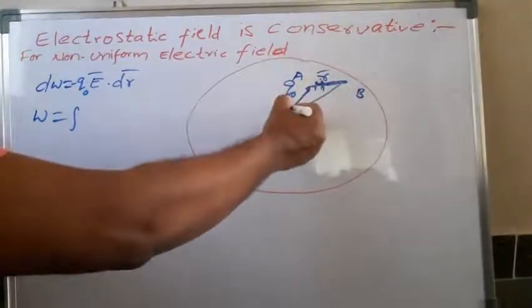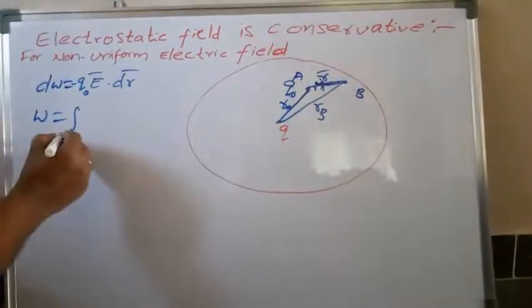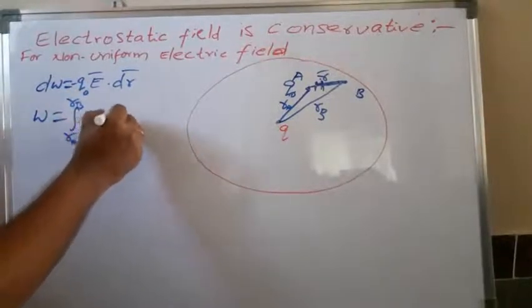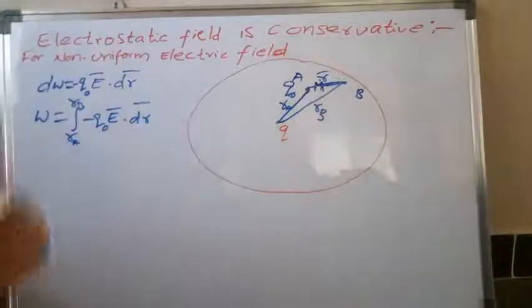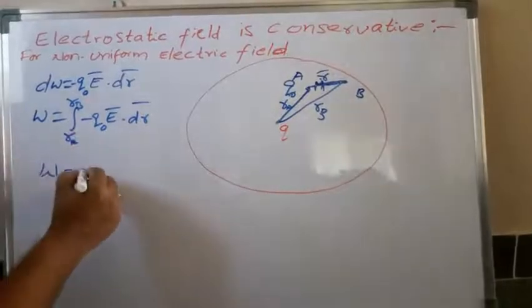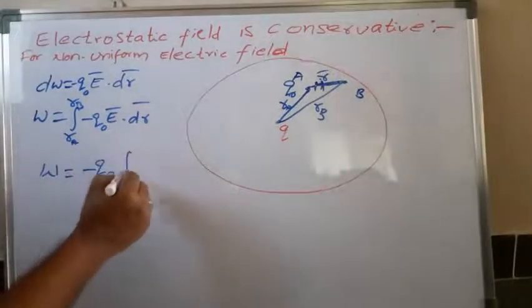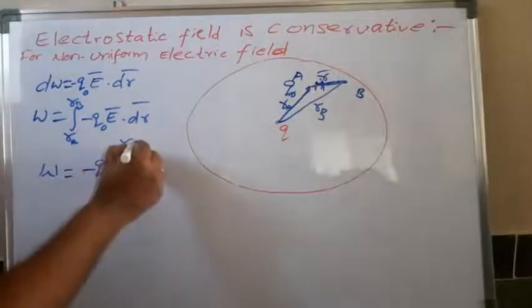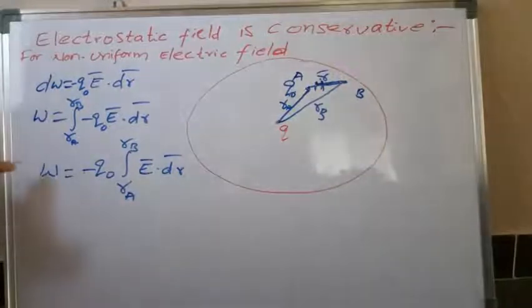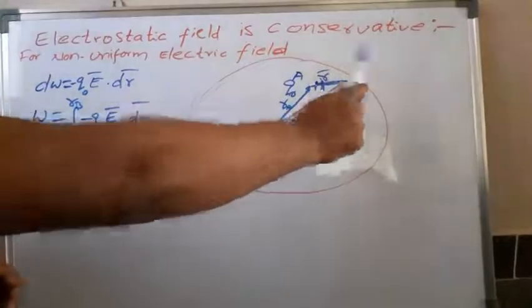Suppose this is RA, this is RB. Then the integral from RA to RB of minus q naught times E bar dot dr bar. Okay, the work done W is equal to minus q naught times the integral from RA to RB of E bar dot dr. This is the generalized work calculation for a non-uniform electrostatic field, the work done to move charge q naught from A to B.